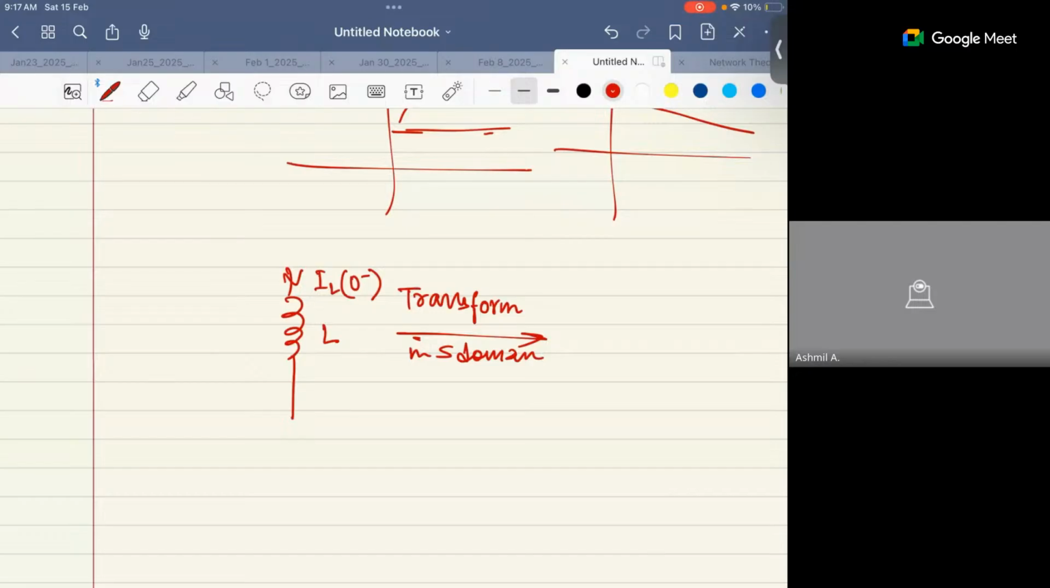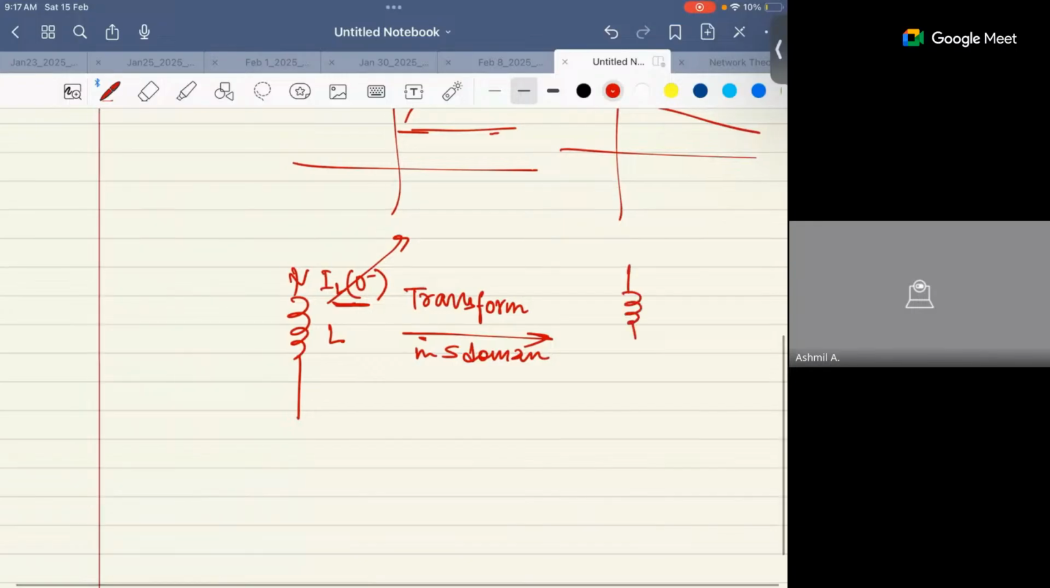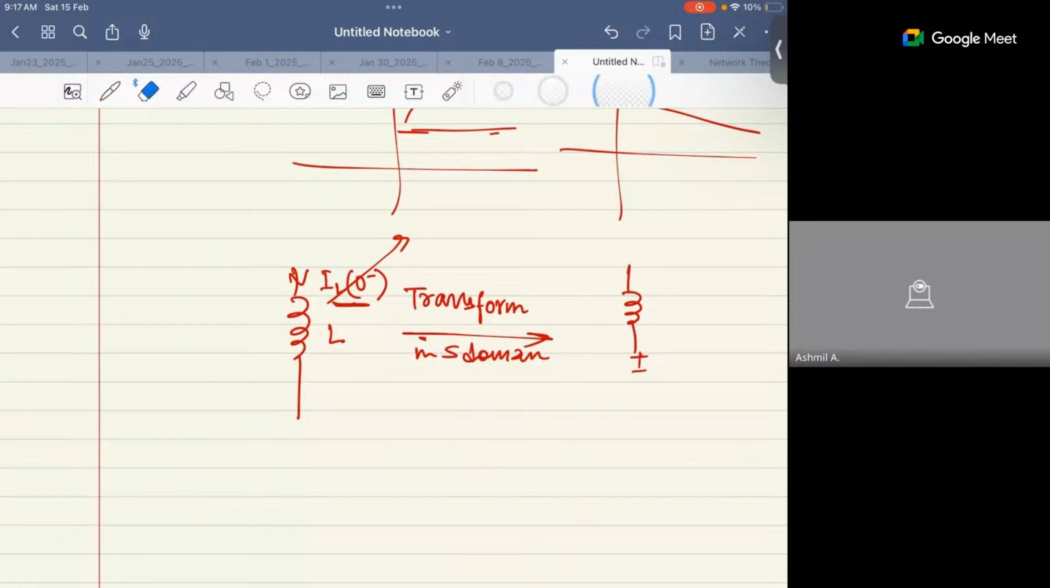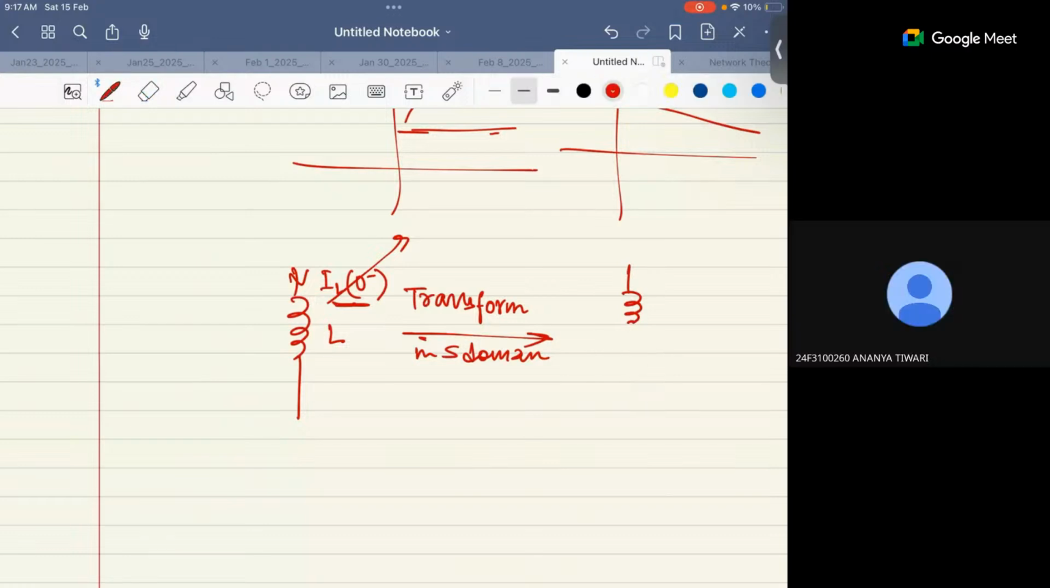If you have some initial condition of current, like some initial current is already flowing through that inductor, like at 0 minus there was some current flowing, how do you write it? Because if this was 0, then you can directly write it, right? But if it's not 0, then you transform. With an inductor, you add one voltage source also, right?